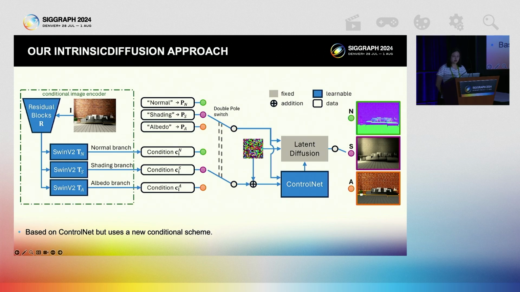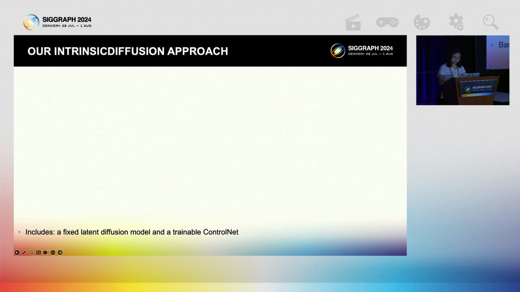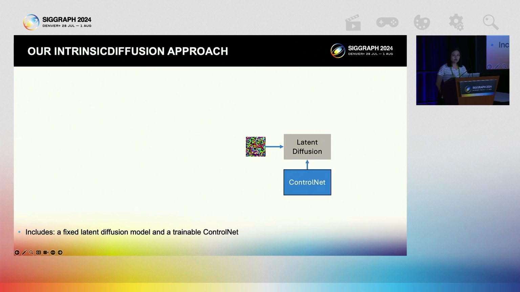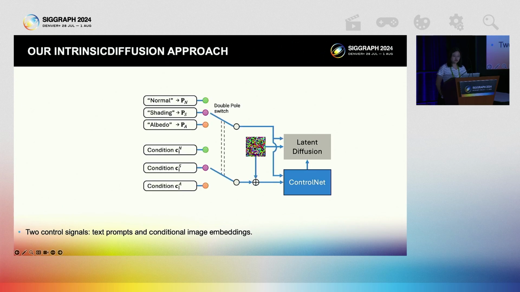This is an overview of our proposed approach. It is based on ControlNet, but uses a new conditional scheme. To be specific, our pipeline has a pre-trained and fixed latent diffusion model and a trainable ControlNet. ControlNet is a technique to introduce additional signals to control the image generation process. And for our approach, we use two types of control signals. The first is text prompts, that is albedo, shading, or surface normal. Another is domain-specific condition embeddings. This condition embedding is extracted by an image encoder, which I will introduce later.